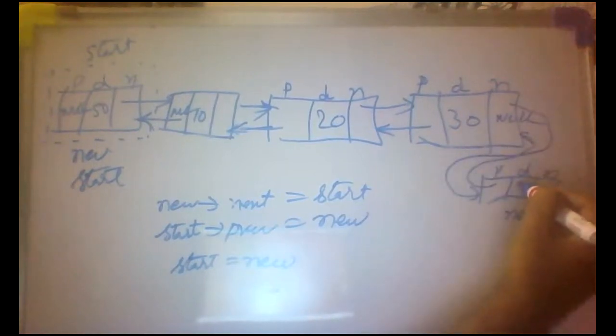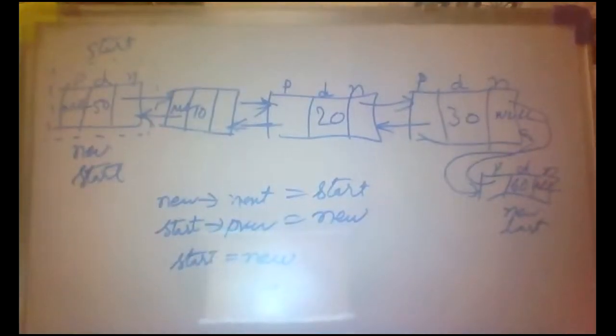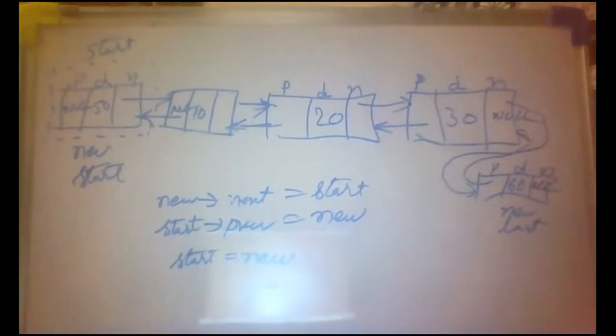Next data equal to 60, for example. Then new node to next, this one null. This is last equal to new node, at the end of the double linked list. Simply we can put two links between each node, previous and next. This is the most important.